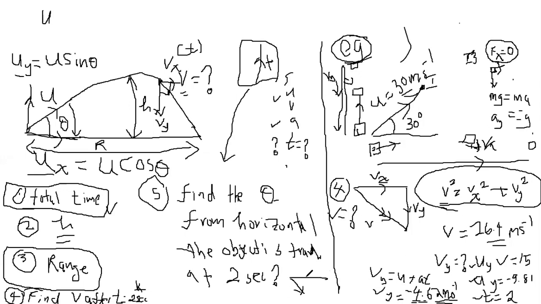What angle does it make from the horizontal when it goes down at 2 seconds? How do you find this theta? The theta is already in the diagram here itself, right? So where's your theta? This is your theta. This is the angle from horizontal. So how do you find that angle?